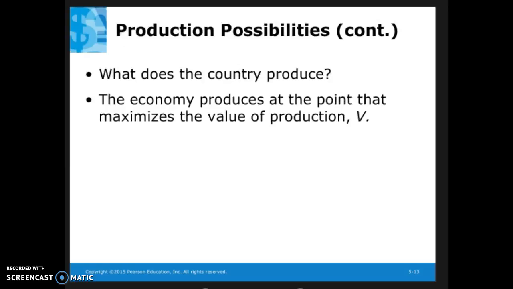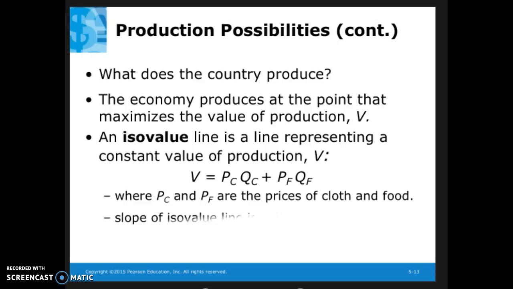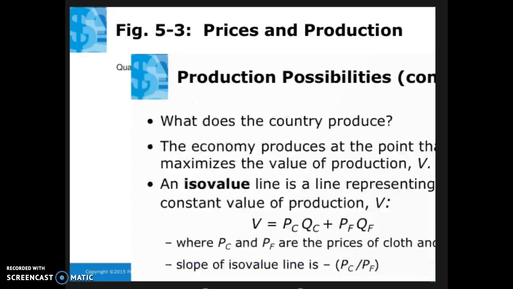So what does a country produce? The economy produces at the point that maximizes the value of production. An iso-value line is a line representing the constant value of this production, V, which equals the price of cloth times the quantity of cloth plus the price of food times the quantity of food. The slope is the negative ratio of these prices.